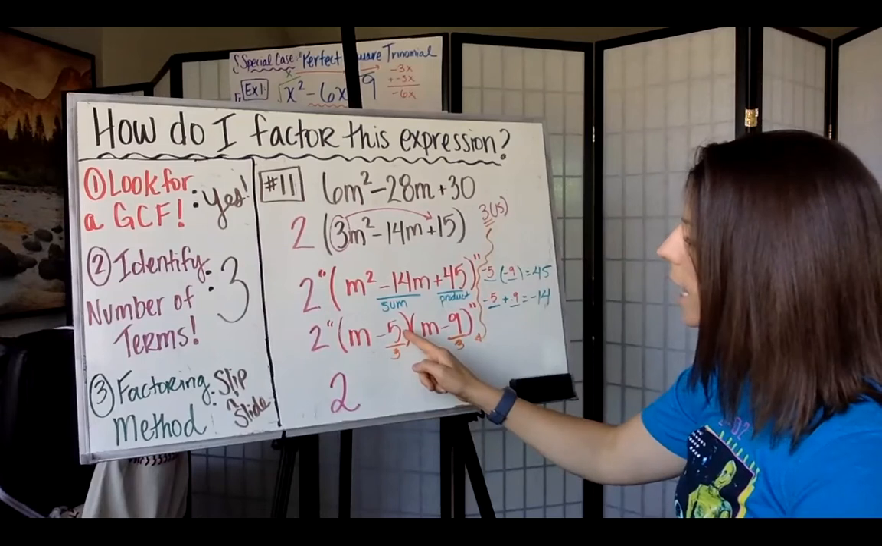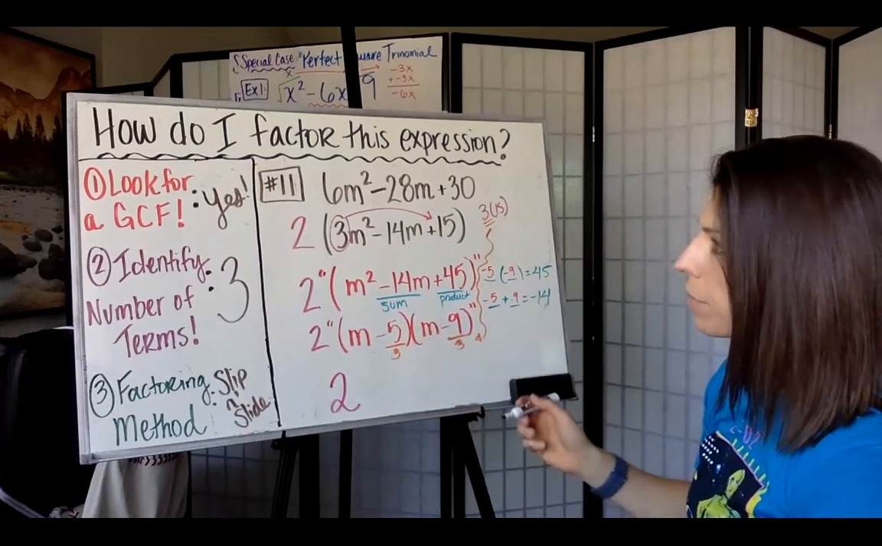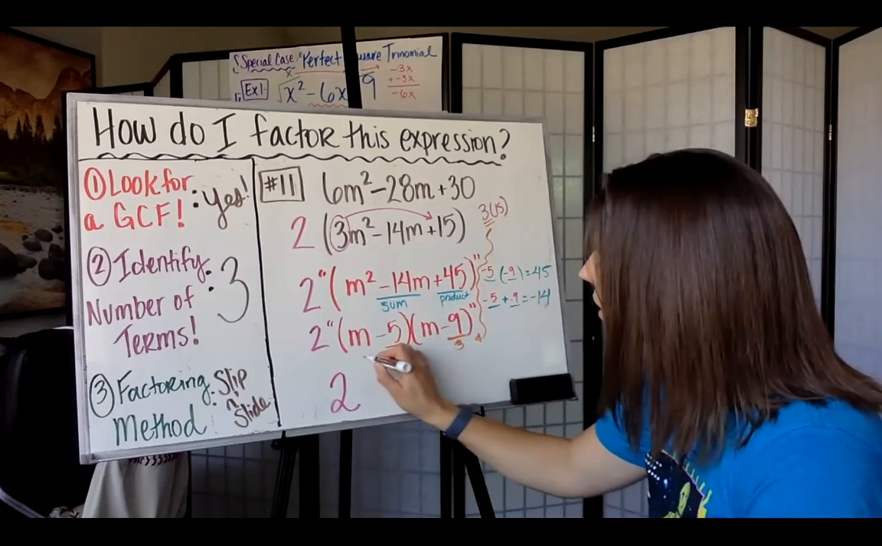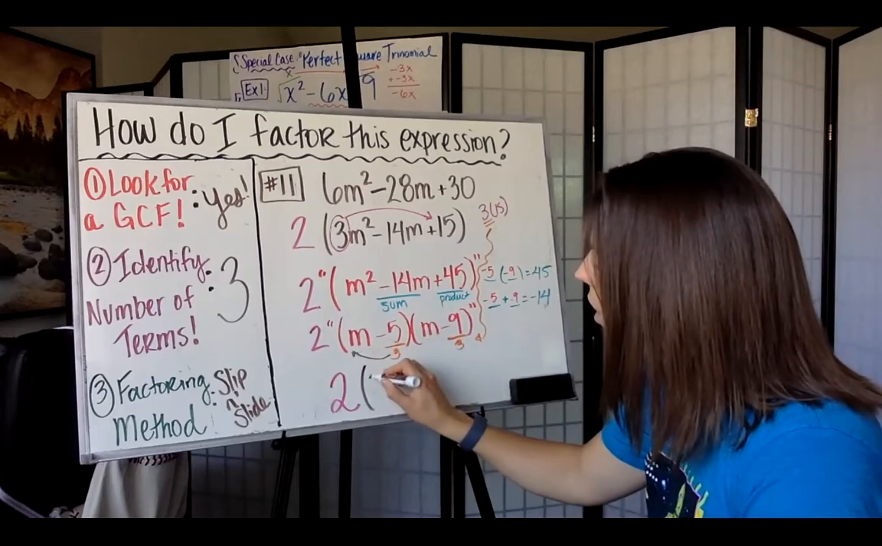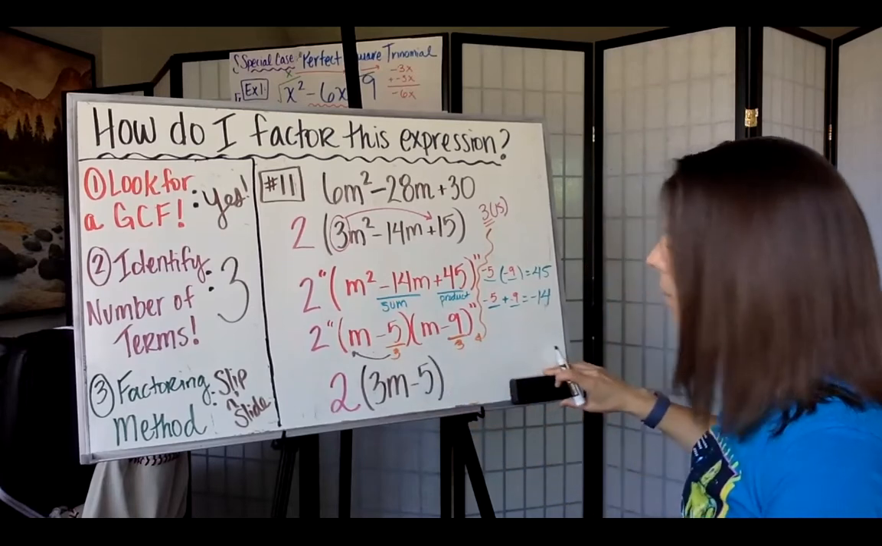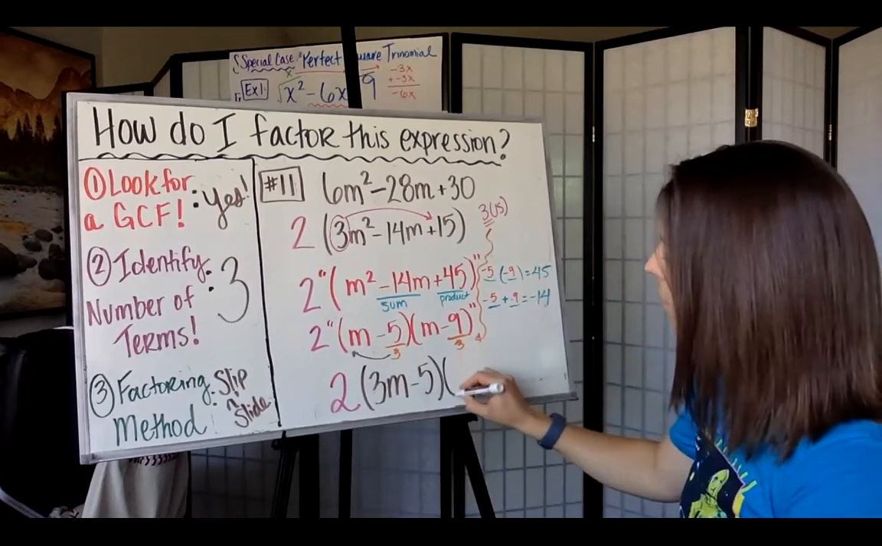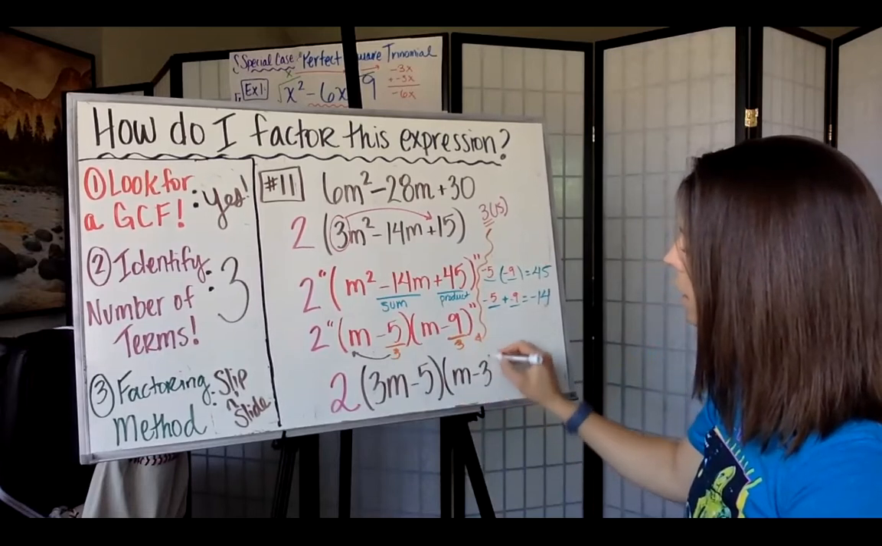So can I divide 5 by 3? No. Can I simplify 5 divided by 3, or 5/3? No. So we're going to continue to slide that 3 out in front. Our first binomial is 3m minus 5. And then can I simplify 9 divided by 3? Yeah, 9 divided by 3 is 3.